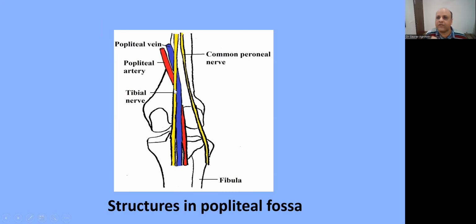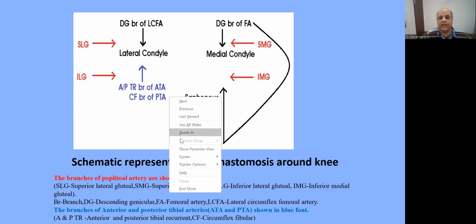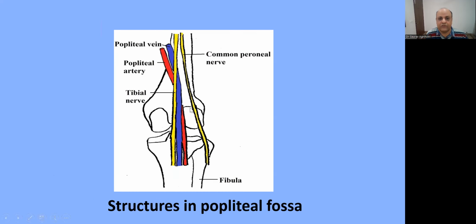In the middle part of fossa, from behind forwards, we have got the tibial nerve, the popliteal vein, and the popliteal artery. So in the middle part, we have got NVA, from behind forwards, tibial nerve, popliteal vein, popliteal artery. And in the lower part of the fossa, again from medial to lateral side, we have got NVA, nerve, vein, and artery.